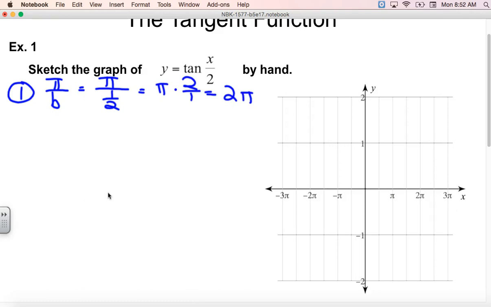So normally our tangent period is pi, but because we have a b of 1/2, it changes it to 2 pi, which is what we normally would have for sine and cosine. All right, so second part.